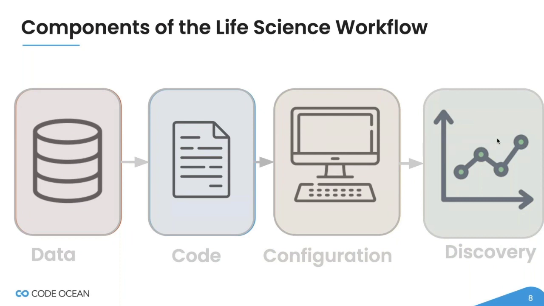So now that we've highlighted the components of the life science workflow that are really important, with respect to FAIRR and the FAIRR principles, how can we exactly highlight the advantages that need to be present in each component?